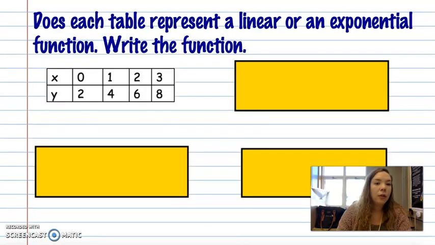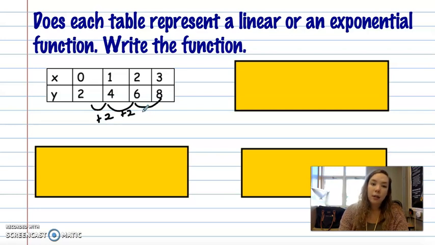All right, so let's take a look at these tables, and we're going to try to figure out if they are linear or exponential. And if they are exponential, we're going to go ahead and write the function. So here, let's just look at the pattern. This is plus 2, plus 2, plus 2. And already, since it's adding 2, I know it's not exponential because it's not multiplication. And here we have adding 1 all the way across, so this would be linear.